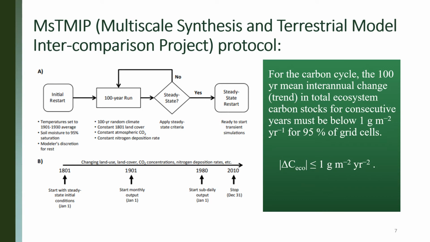Model intercomparison projects greatly rely on spin-up to standardize the model initialization. In the protocol, standardized spin-up criteria are usually specifically written. For example, in the MsTMIP protocol, steady state should be checked before transition simulations. 95% of grid cells should pass the equilibrium check, that the ecosystem carbon stock change is less than 1 gram carbon per meter square per year.